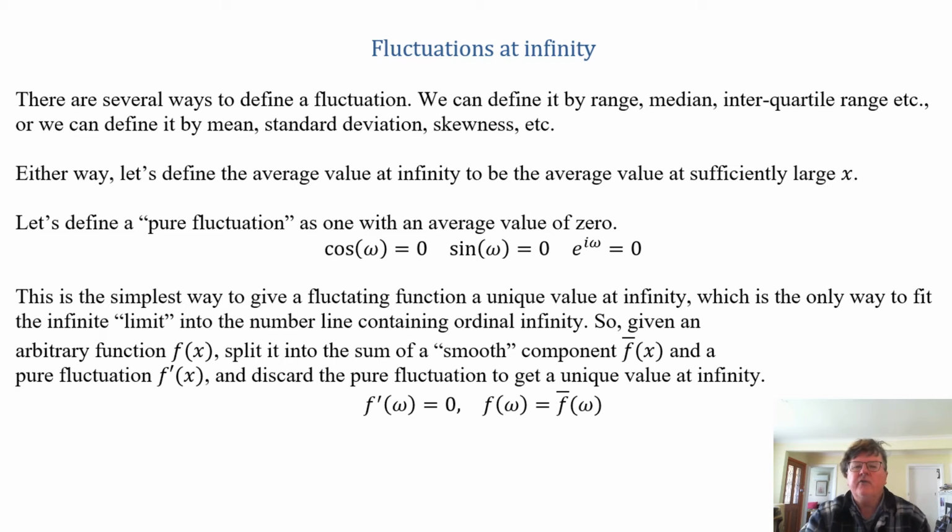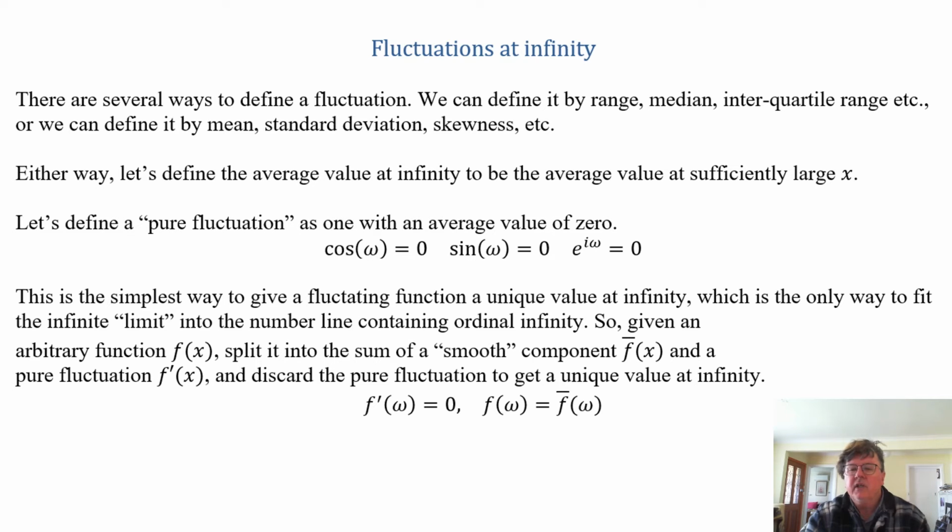Also, let's define a pure fluctuation as one with an average value of 0. So cos of infinity is 0, because its average value at large x is 0. Sine of infinity is 0 because its average value at large x is 0. This is the simplest way to give a fluctuating function a unique value at infinity, which is the only way to fit the infinite limit into the number line containing ordinal infinity.